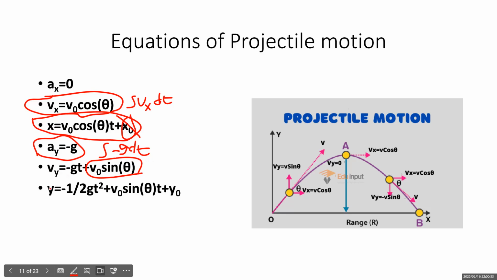Now, the y component itself, the displacement, is the integration of the velocity. By the power rule for integration, this is negative g t squared over 2. Again, by the power rule, we add v naught sine theta times t, and another arbitrary constant of integration. This is the initial y displacement, the initial height. In a lot of textbooks, that's h.